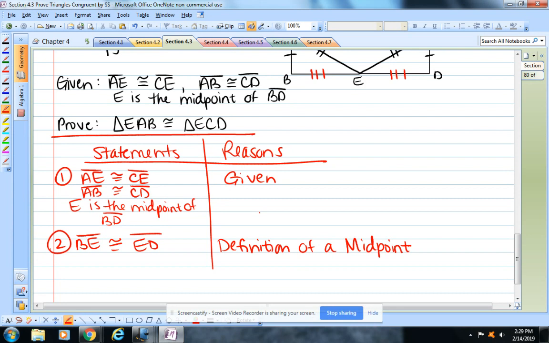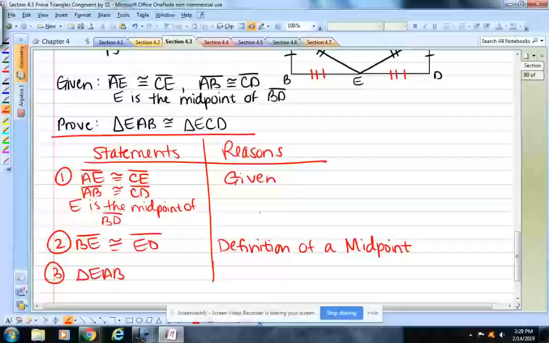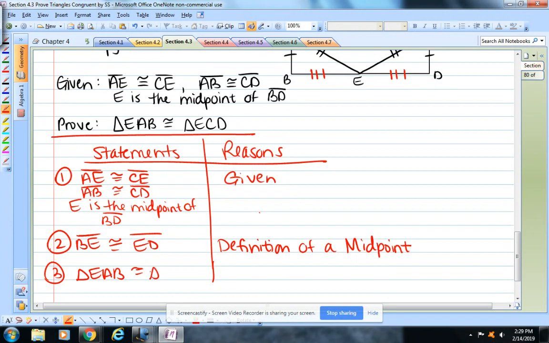Now, do I have all three sides congruent? Yes. So last I can say triangle EAB is congruent. Oh, that's a crazy looking congruent sign. And that's a crazy looking triangle. Triangle EDC because of side. Any questions? So it's not that bad. Our first triangle proofs were not terrible, right? All right, so that's actually the end of section 4.3. Have a good day.